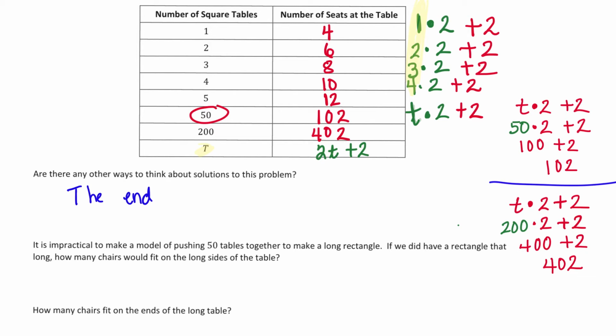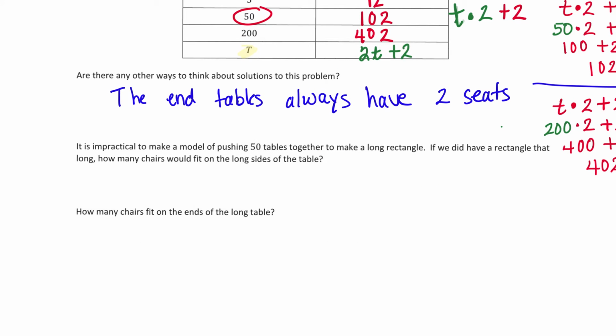The end tables always have 2 seats. And you might see other patterns, but that would be one of the patterns that you should have noticed: those 2 seats will always be the same amount, and it didn't matter how many square tables you had. Next question.